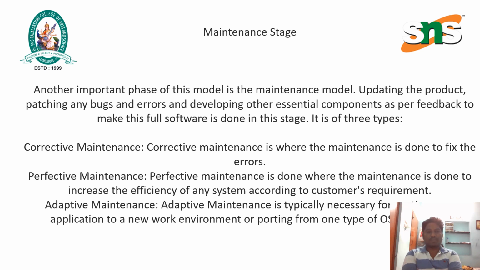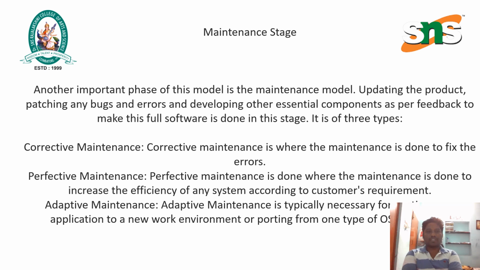Next is the maintenance stage. Another important phase of this model is maintenance: updating the product, fixing bugs and errors, and developing other essential components as per feedback to make the full software is done in this stage. It is of three types.